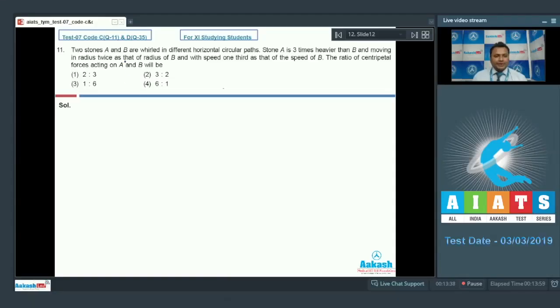Here is question number 11. Two stones, A and B, are whirled in different horizontal circular paths. Stone A is 3 times heavier than B, moving in a radius twice that of the radius of B, and with speed 1/3 that of the speed of B stone. The ratio of their centripetal forces acting on A and B will be what?